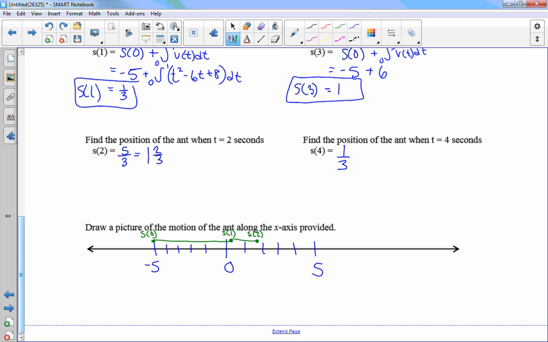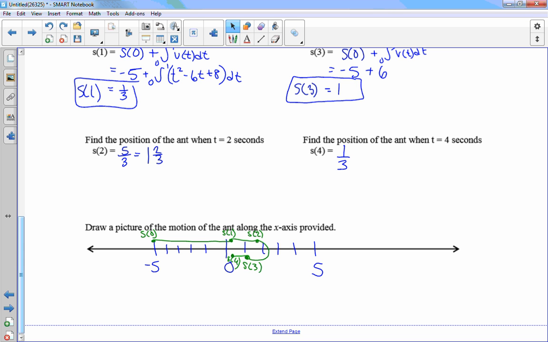What happens at S of 3? Goes backwards. S of 3 is 1. And S of 4? Goes back to 1/3. Okay, one last one together as a class is part D on the next page.